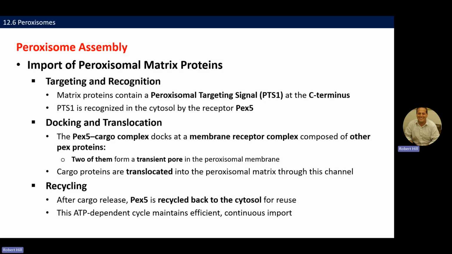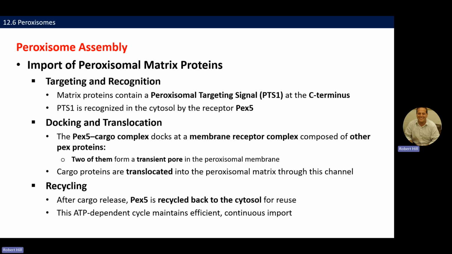So when PEX5 binds its cargo, it comes to the peroxisome and binds to this membrane receptor complex. It's made up of a bunch of other proteins. You don't need to memorize those. They're just other PEX proteins. And you get this pore that allows these specific proteins that have this PTS1 signaling sequence into the peroxisome. Okay, so these proteins also come from free ribosomes that are in the cytosol.